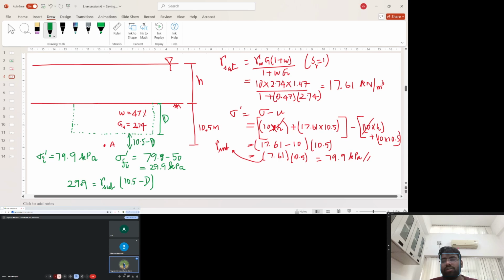Okay. So now you know gamma submerged, so 29.9 is equal to 7.61 into 10.5 minus D. All right. So now if we calculate 29.9 divided by 7.61, it will give 3.93.